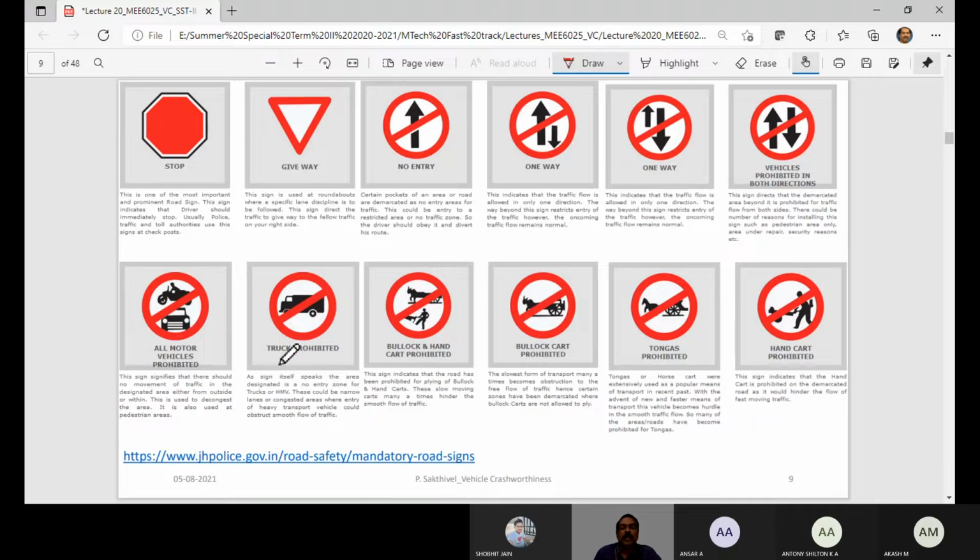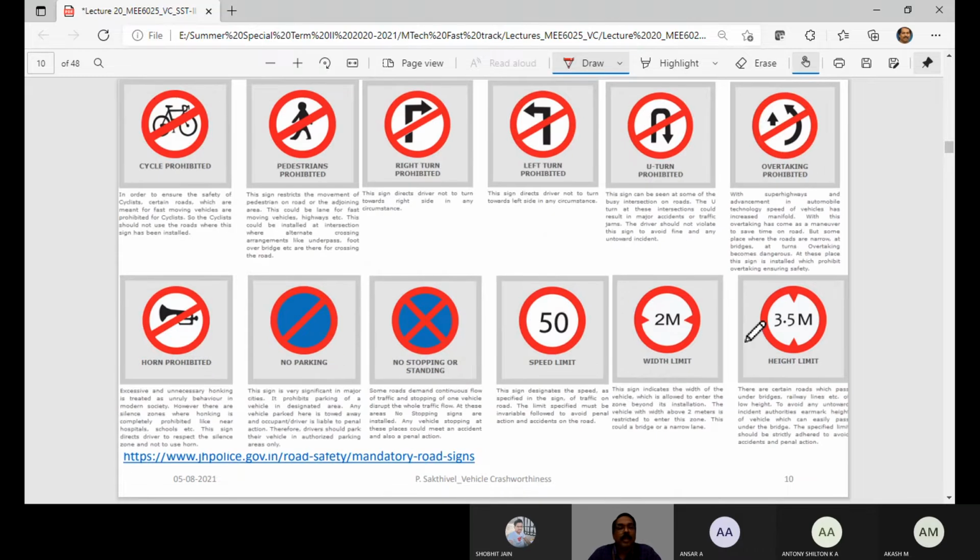And then there are areas where trucks are prohibited. So you'd see the symbol. Anything that is prohibited, you see it with a cross sign within a circle. And these are all some important signs that we may go through and read. We may have some quiz questions on this, right? And then cycle prohibited, pedestrian prohibited. So you would see this sign on highways. Especially, you see that pedestrians are not allowed on highways.